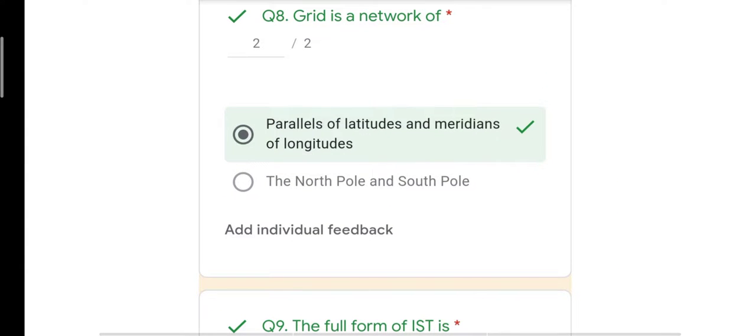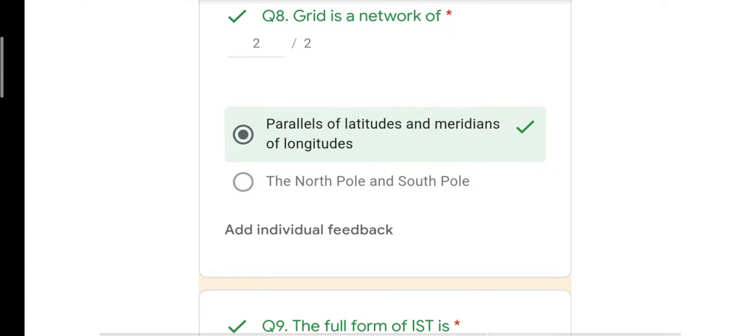Now question number 8. Grid is a network of. Children, grid is a network of parallels of latitude and meridians of longitude. So option number 1 was the right answer. Grid forms a square, and this square will be formed only when two lines intersect or cross each other. So latitudes and longitudes cross each other to make a square or to make a grid.